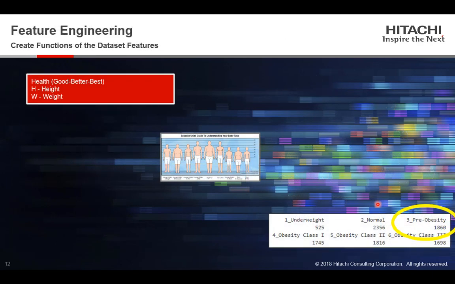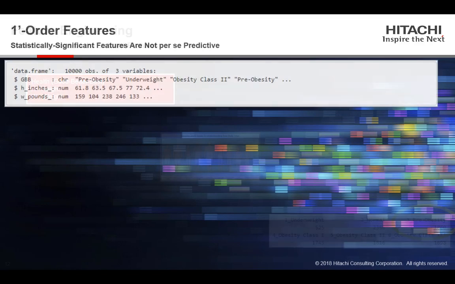So let's do some work here. We're after this pre-obese categorization. So we've got health and height and weight. That's what the data set has. So let's do our work here. So I've got my analytic data set.